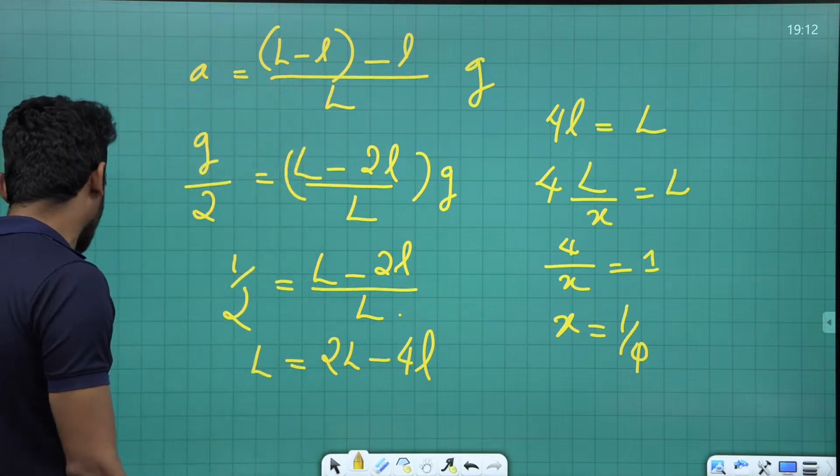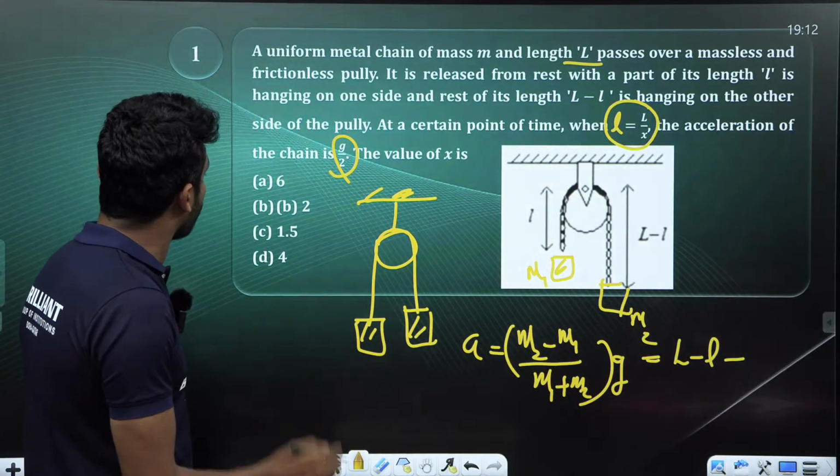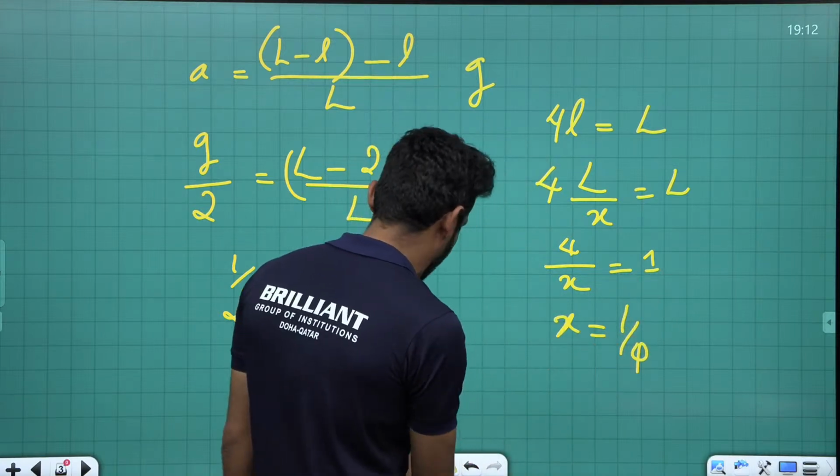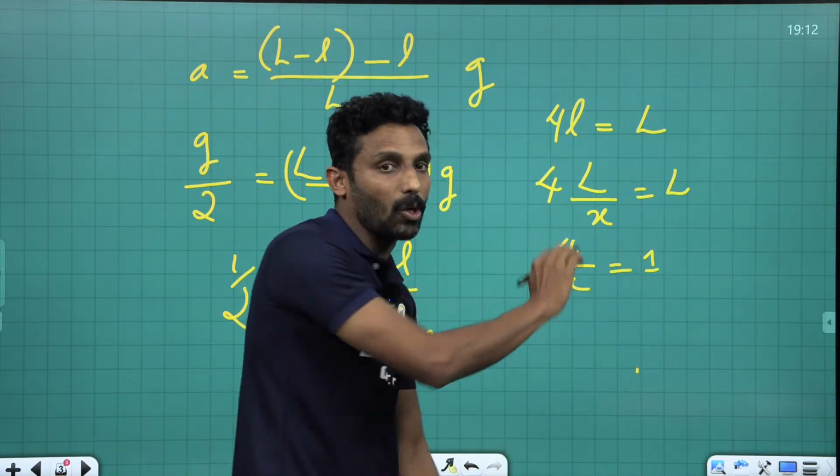The value of x is 4. See, this one is a very simple error only; x is equal to 4 itself.